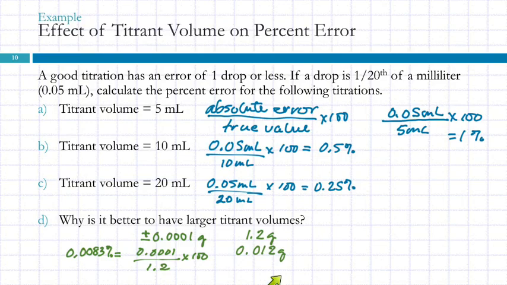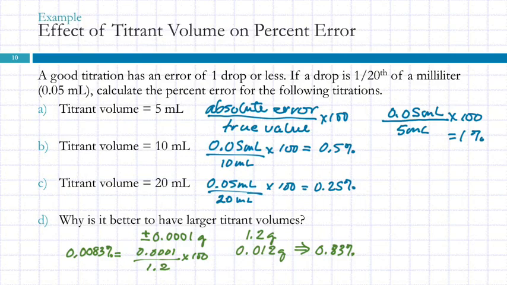But if we're weighing out a smaller amount, it's going to be more significant. Now it's 0.83%. So you've got a percent error just from the measurement, right? And you can minimize that by measuring out a larger sample.